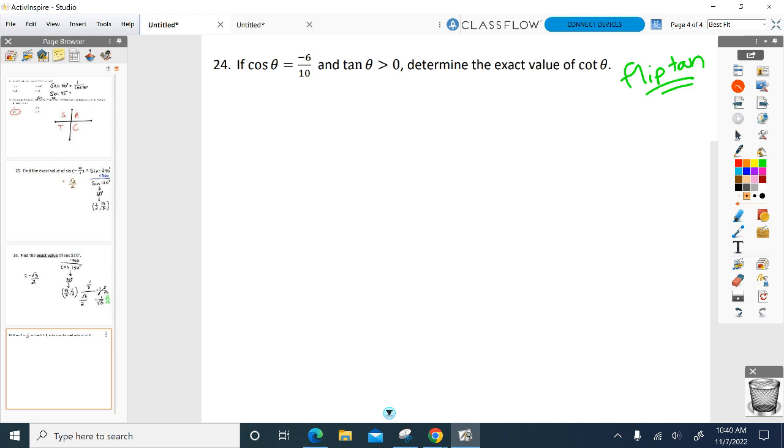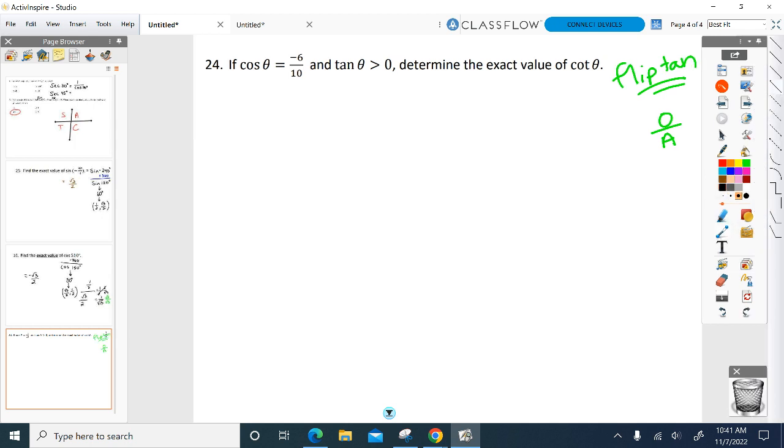How can I find a tangent value? Y over x. Am I on the unit circle? Does it look like I'm on the unit circle at all? No? Okay, if I'm not on the unit circle, how else could I find tangent? Sine over cosine. That's unit circle. What's the other way? Opposite over adjacent, which I would need a what for though? A right triangle, right? Okay, yeah, let's keep going.